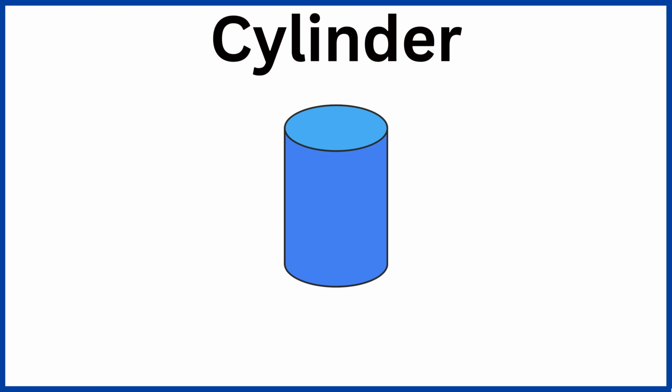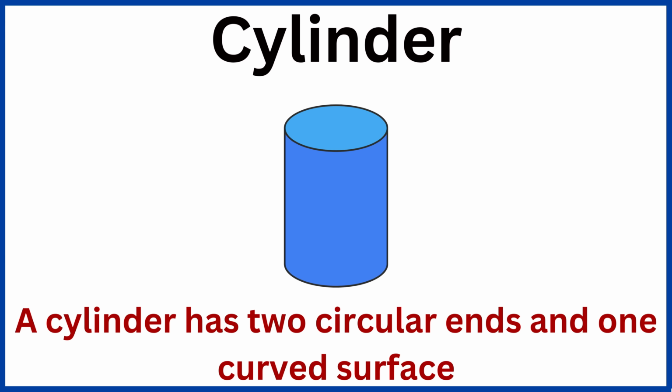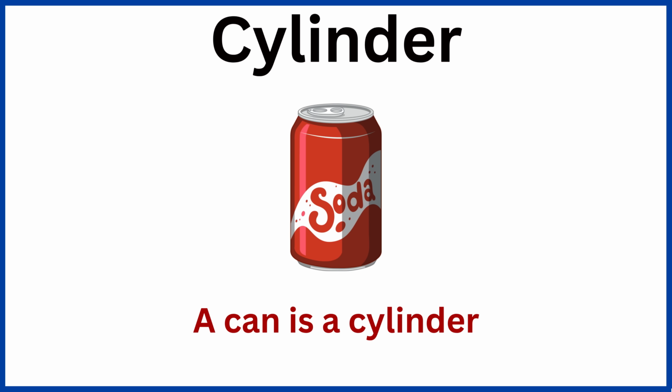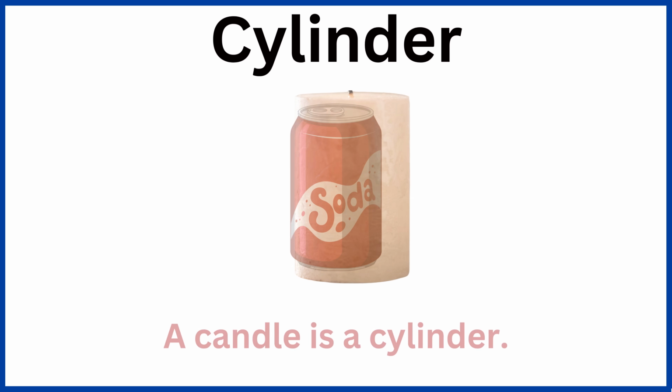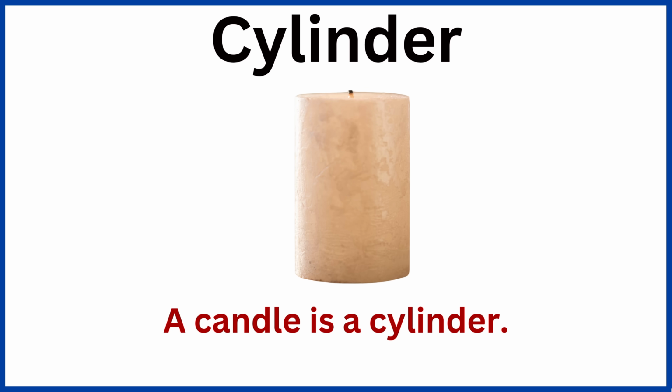Cylinder. A cylinder has 2 circular ends and 1 curved surface. A can is a cylinder. A candle is a cylinder.